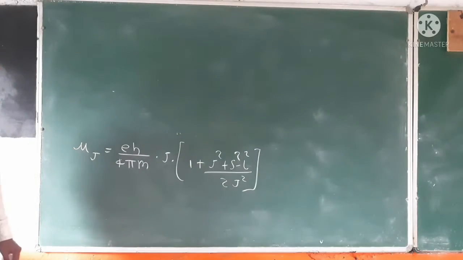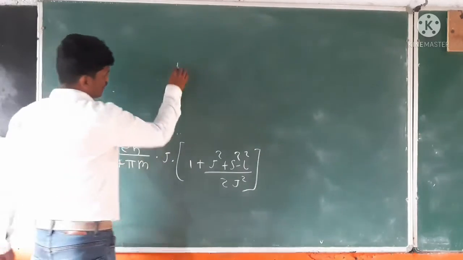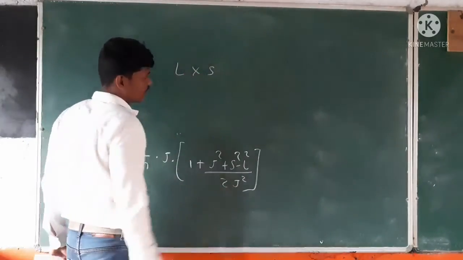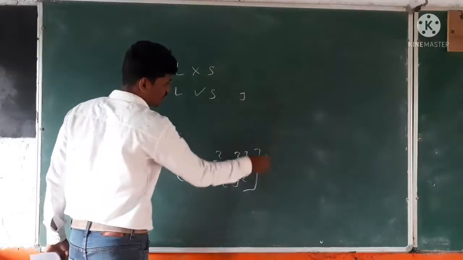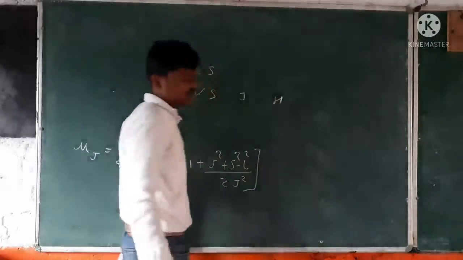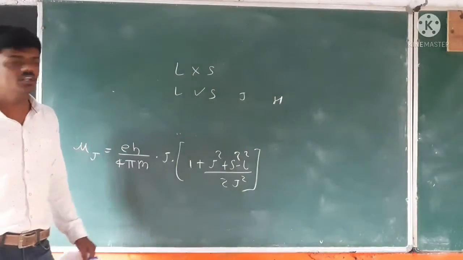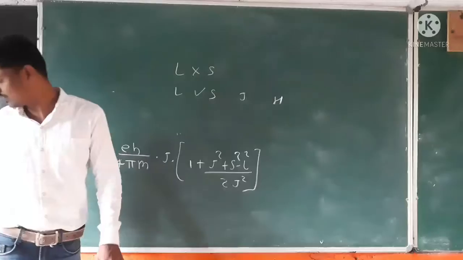And the strong magnetic field effect is nothing but the Paschen-Back effect. There the coupling between L and S is broken, and in Zeeman effect it is not broken. So we get the resultant J which precesses around H, that is the applied weak magnetic field. So this is Zeeman effect.